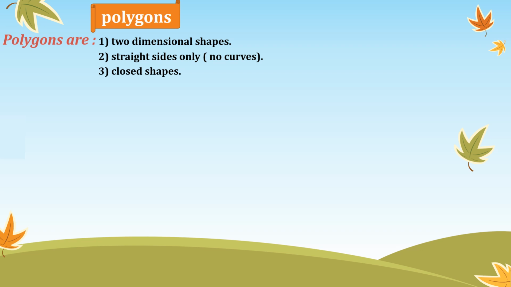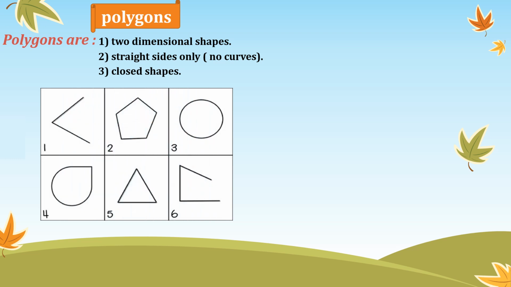So polygons are 2D shapes with straight sides only. Polygons have straight sides only. It means no curves in them, and they are closed shapes. To understand more, we will take some examples.